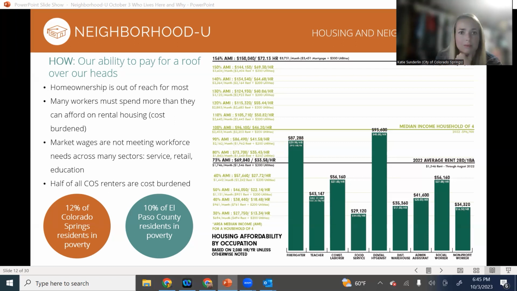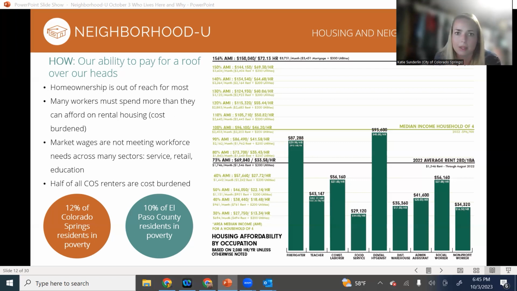You need to make $176,000 per year to be able to afford the median home with the interest rates right now. So that's two very sizable incomes together to be able to afford, and not pay more than 30% of your income on housing, a single family home.